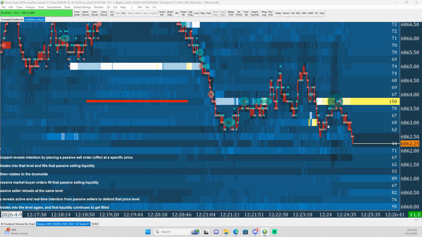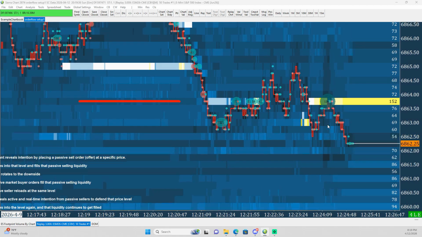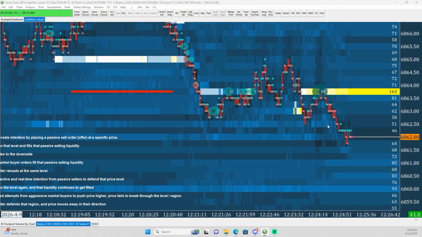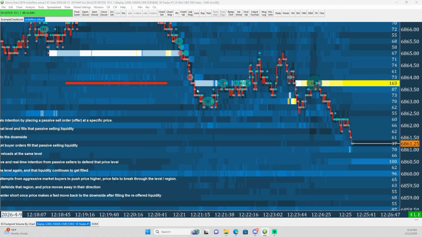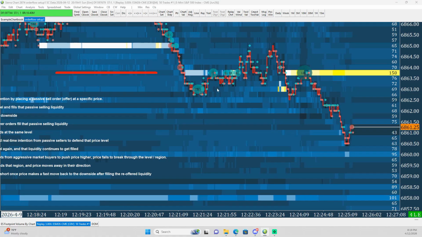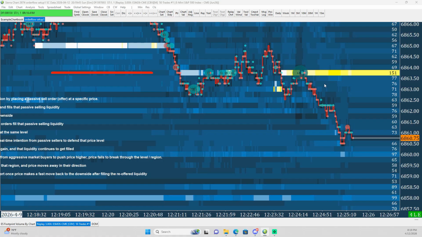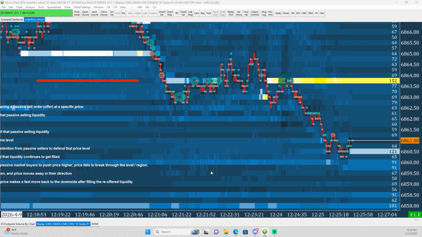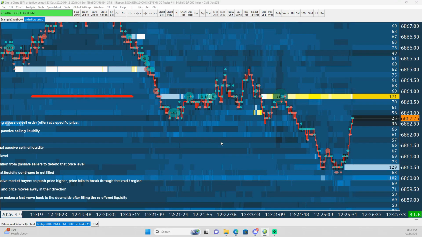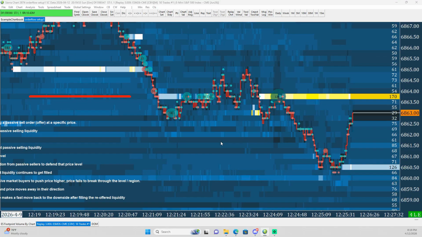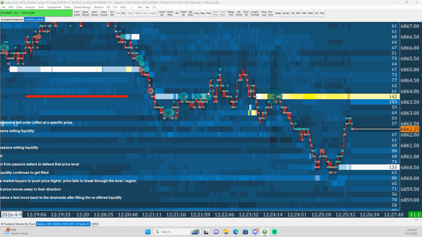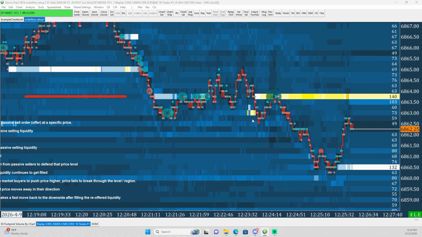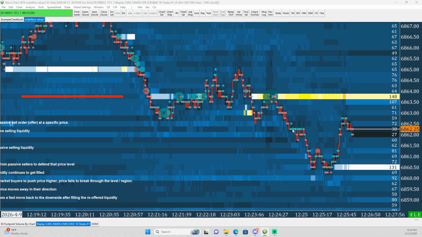Why can't price break above? Why can prices not move to the upside? It's because there's a passive seller sitting here, revealing the intention to defend this level. And as of now, they are succeeding in that effort. And so at this point, I would say that entry confirmation is warranted, as price has offered, moved below it, moved back into it, re-offered, and then moved to the downside.